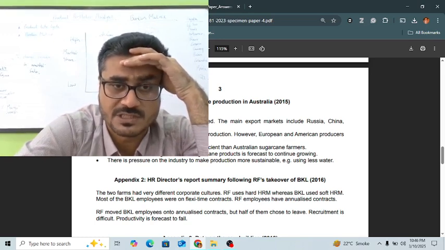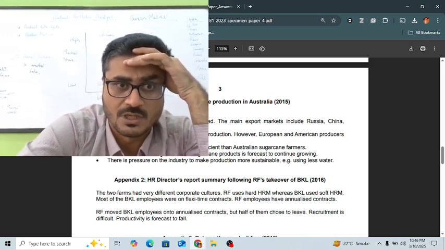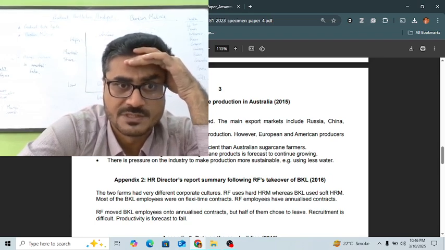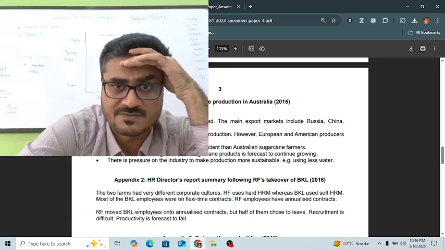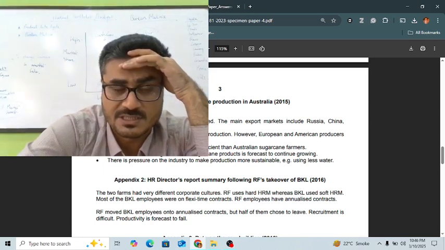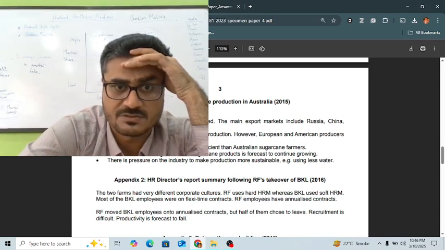80% of the Australian sugarcane is being exported. So there is more revenue, more profits, more incomes, and more incentives. The main export markets include Russia, China, Indonesia, and the United States. These are the markets in which sugarcane is being exported. Australia does not subsidize sugarcane production.